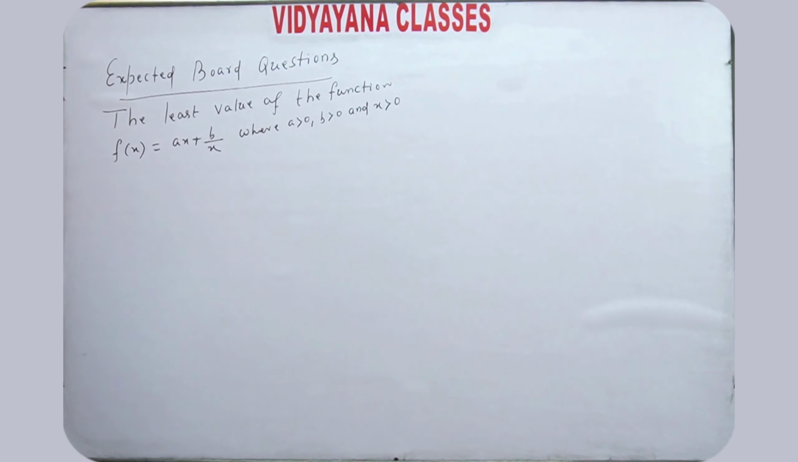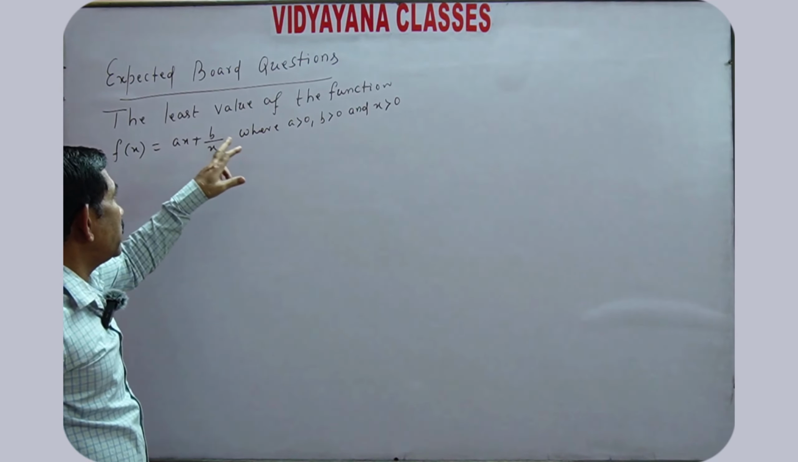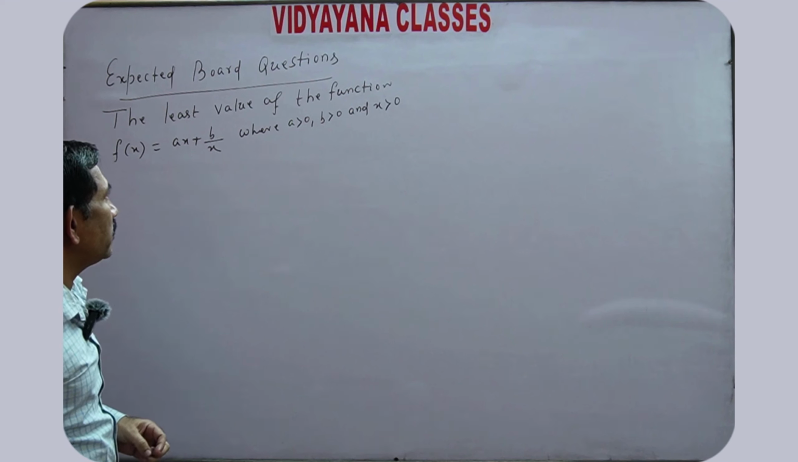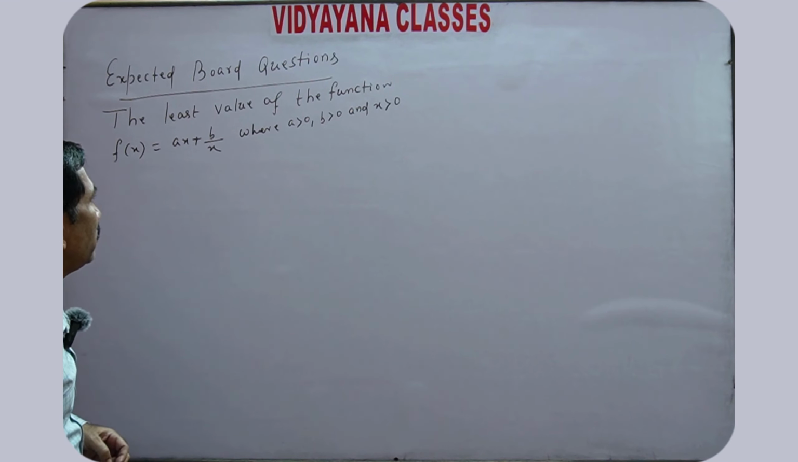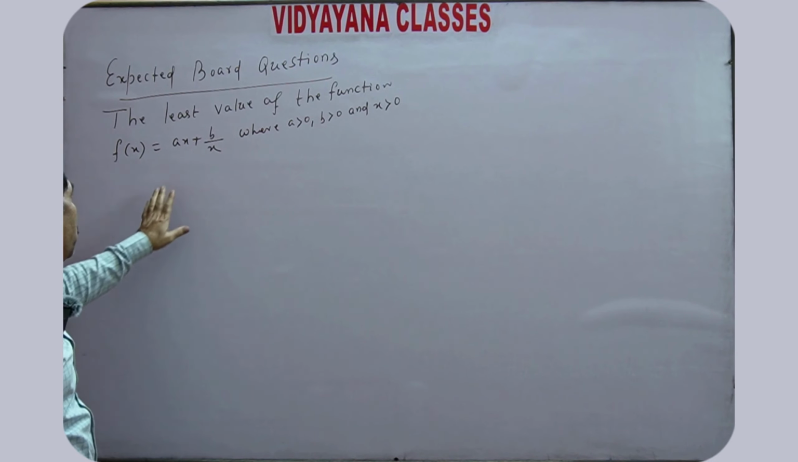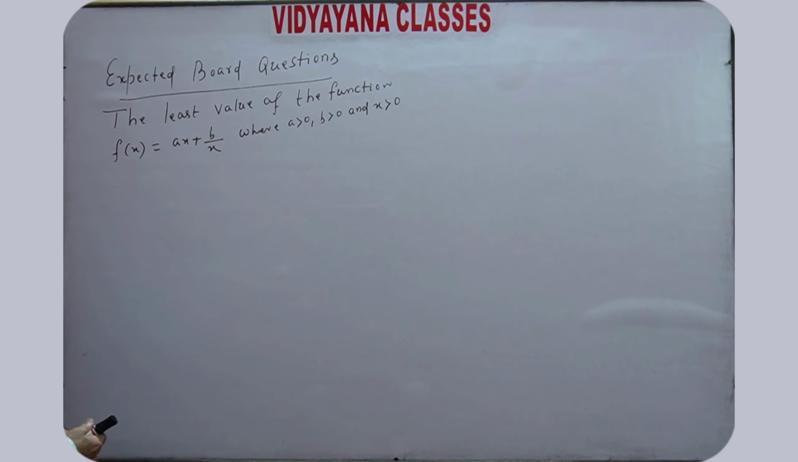First question. The least value of the function f(x) is equal to ax plus b by x, where a greater than 0, b greater than 0 and x greater than 0. The least value of the function, that means minimum value of the function. Answer.